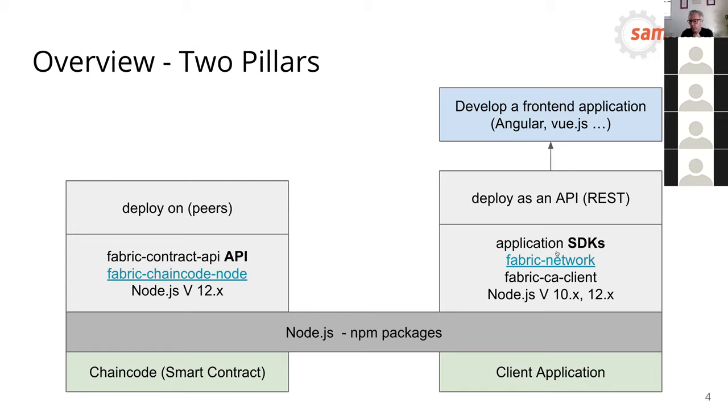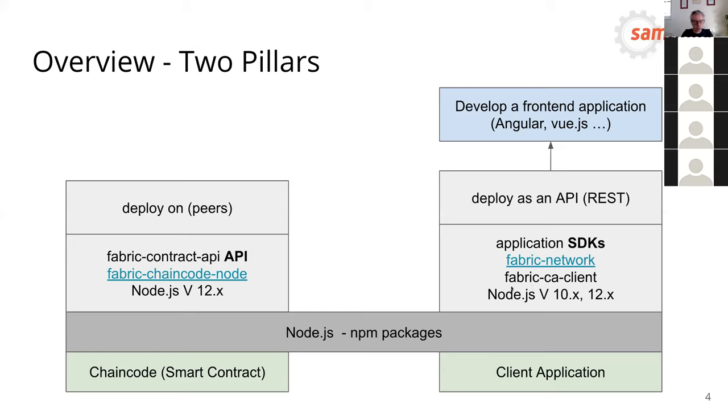And we have a so-called application SDK, software development kit. On the smart contract side, we have an API, an application programming interface. So yeah, those are the differences in terms. And here we also have NPM packages. Node.js uses NPM normally for its package management, and we need some external dependencies. We need the Fabric chain code Node NPM package. And on the client side, the Fabric network or the Fabric CA client, for example, and there are some others as well. And here we can use version 10 and 12.